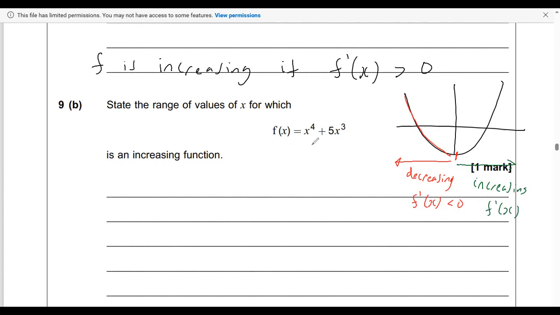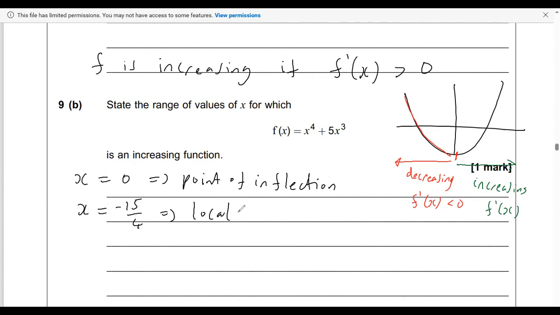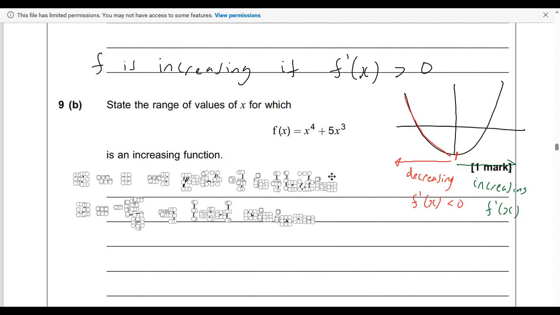With this, we want to state the range of values for which this quartic graph is increasing. We know from the previous part of the question that x equals 0 was a point of inflection. Remember, a point of inflection is just a flat segment of a curve. And when x is minus 15/4, we got a local minimum. So what I'm going to do is try and draw a sketch of the graph. Again, I'm going to make my writing a little bit smaller to get some more room.